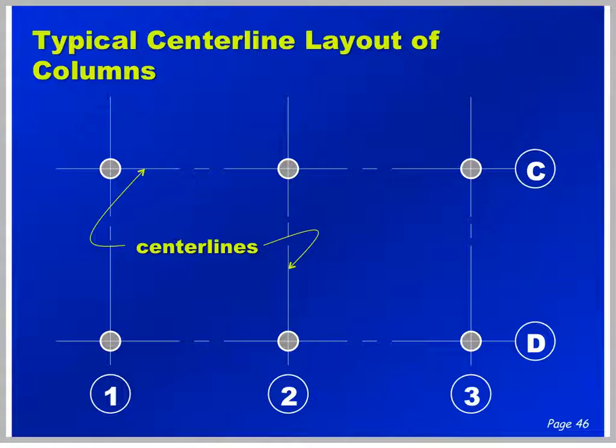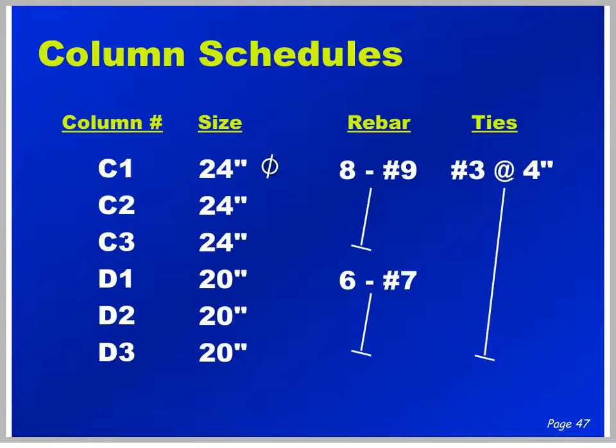As just mentioned in the training, all columns are located on some kind of grid system with numbers one way and letters the other. A simple column schedule will identify the intersection of each grid line with the column size, reinforcing steel, and tie size and spacing. Column schedules can get very complicated, which we'll take a look at during the drawing review.